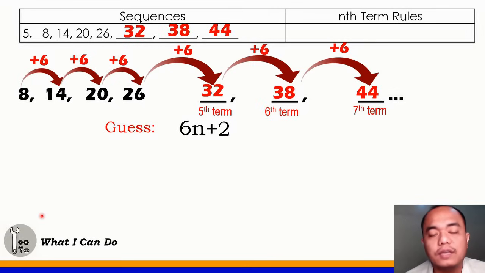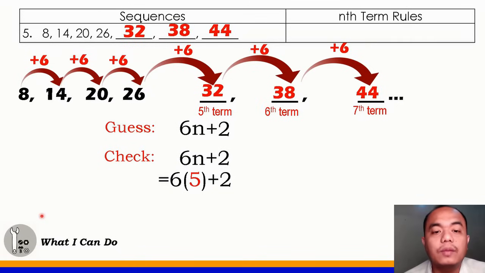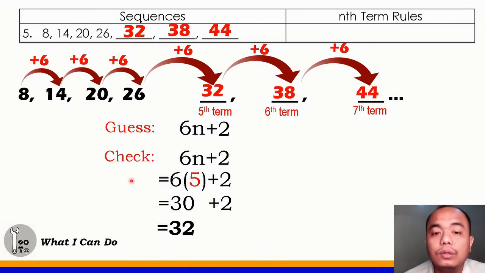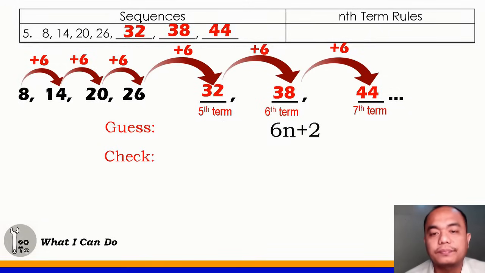So let's check if our guess is correct. 6n plus 2. And then we have 6 times 5 plus 2. We got the 5 from the fifth term here, right? And then we have 30 plus 2, and then we have 32. So our guess of 6n plus 2 is correct, because we have the same answer here.